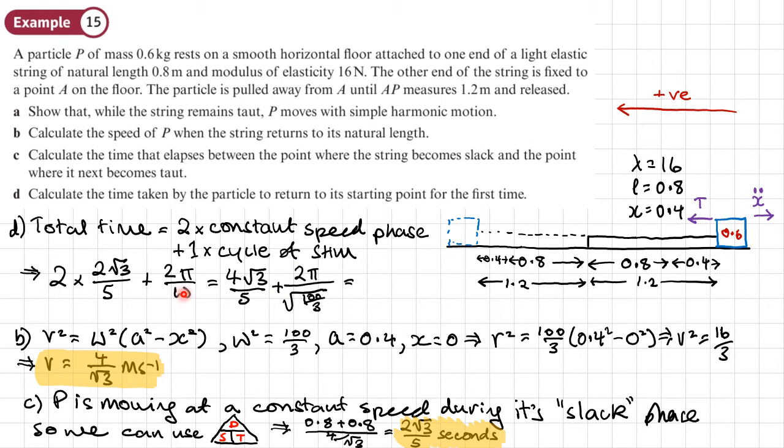Now we worked out before that ω squared was 100/3, so ω is going to be the square root of 100/3. When we work this out on our calculator, it does not give us an exact answer, but we get 2.47392 and so on. So this one we would need to give to 3 significant figures. So 2.47 seconds is the time that it's going to take for this particle P to return back to its natural length, and that answers to 3 significant figures.